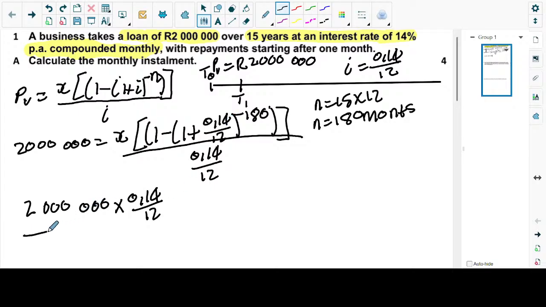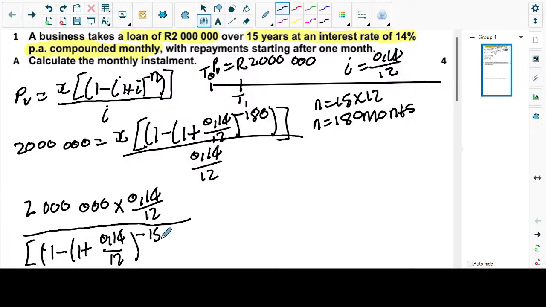So then we're going to divide by it. Remember, we open a bigger bracket, open the small bracket, 1 minus, open the other small bracket, 1 plus 0.14 all over 12, and then close the first bracket to the power minus 180, and then we close the first small bracket, close the bigger bracket, which is equal to x.